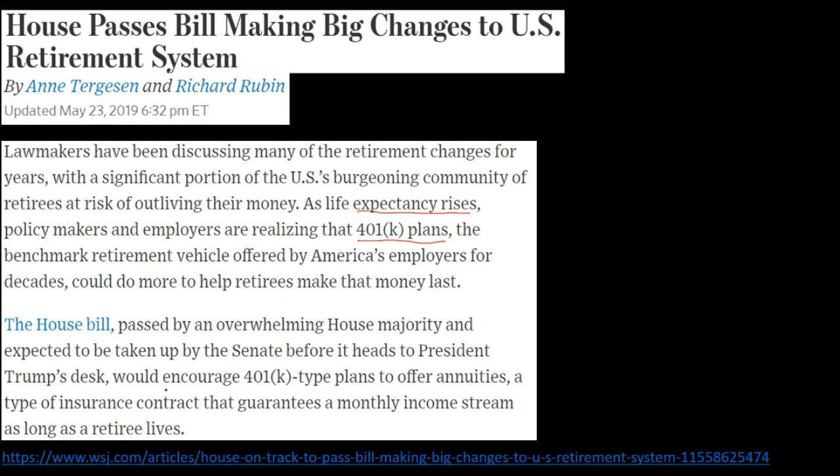But this bill basically would encourage 401k plans to offer annuities, which is basically, if you think about it, a type of insurance contract, right? Because you're sort of paying, call it a premium, to your financial advisory firm and saying, look, in return, I want guaranteed income for the amount of time I live after I retire.